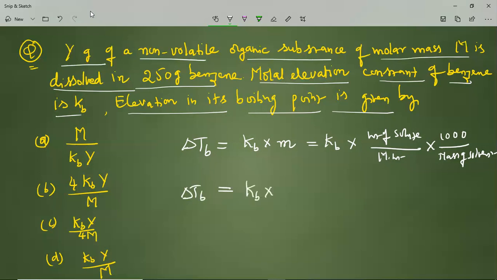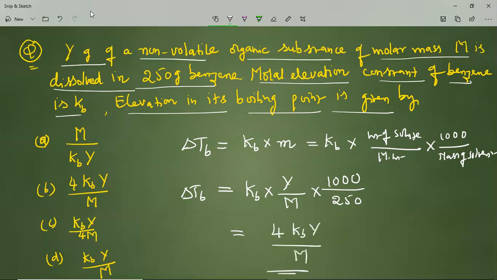The weight of solute in the question is given as Y grams, divided by the molecular weight of solute, given as capital M, into 1000 by the mass of solvent, which in the question, benzene, is 250. So when 250 and 1000 are divided, 4 times it gets cancelled, then I will get 4 into Kb into Y by capital M. So this is equal to the second option, which is the right option for this question.